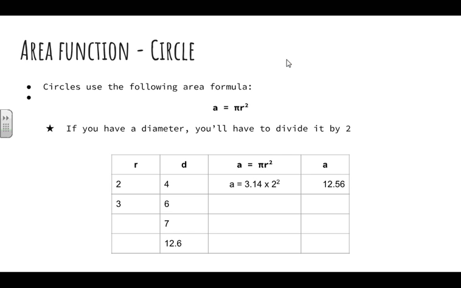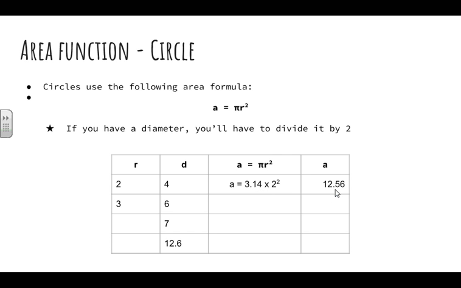If you have a circle with a radius of 2 and a diameter of 4, you plug it into your function this way. So area equals 3.14 times 2 squared. You have to square 2 first in your order of operations. So 2 squared is 4, and then 4 times 3.14 is 12.56.